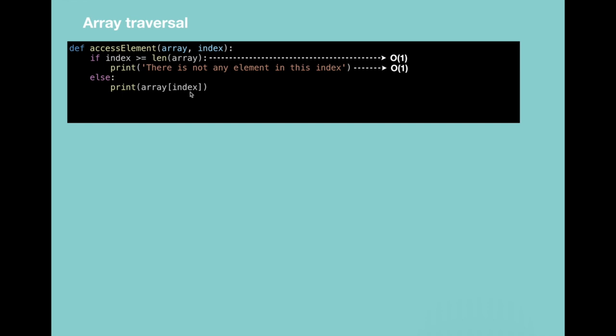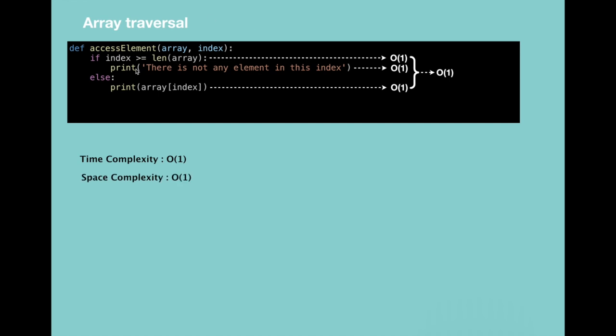Because we are not iterating through the array, we are just giving the exact address of the element, which is the best characteristic of an array: to access the element directly based on the index. So this part over here will take a constant time operation. If we combine all these constant time operations, we have a constant time operation, which means that the time complexity for this method is constant time. It is O(1). And the space complexity for this function will be O(1) also, because we don't need extra space here to perform this operation.